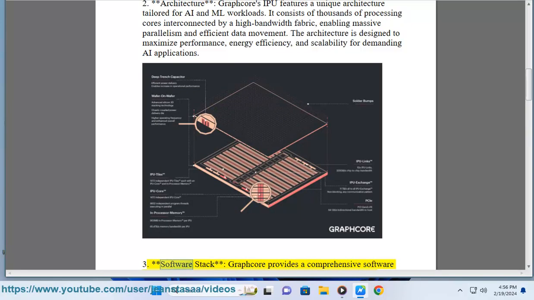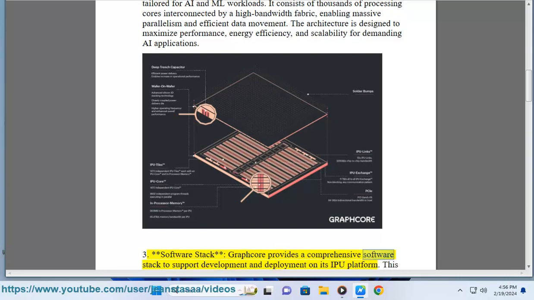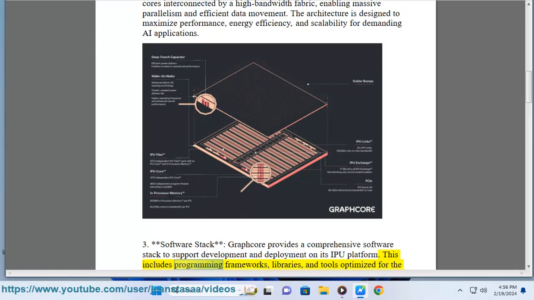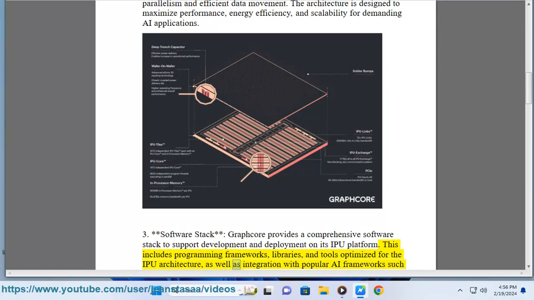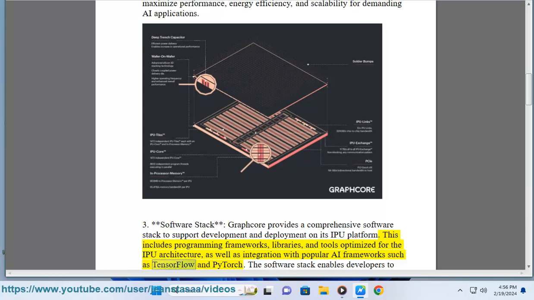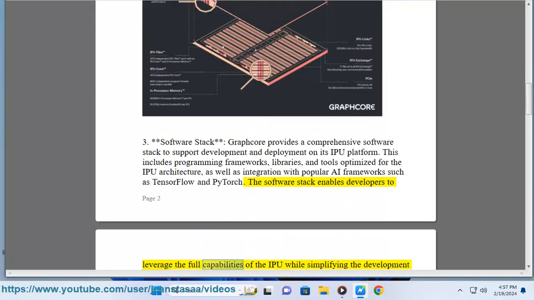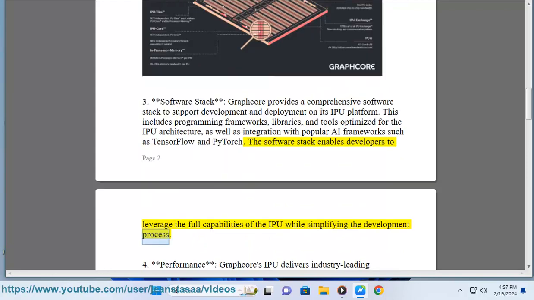3. Software stack: Graphcore provides a comprehensive software stack to support development and deployment on its IPU platform. This includes programming frameworks, libraries, and tools optimized for the IPU architecture, as well as integration with popular AI frameworks such as TensorFlow and PyTorch. The software stack enables developers to leverage the full capabilities of the IPU while simplifying the development process.